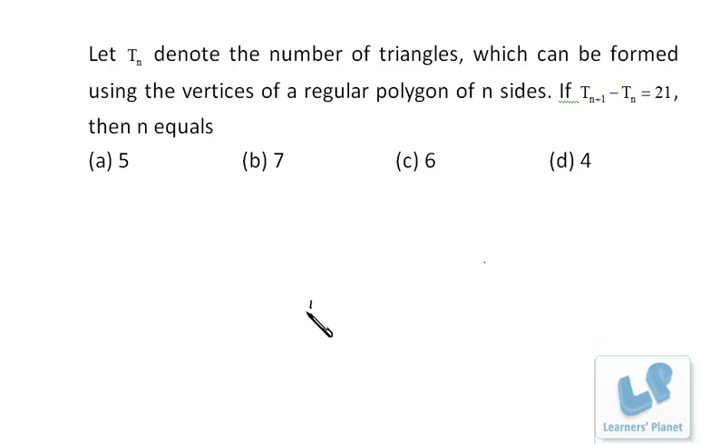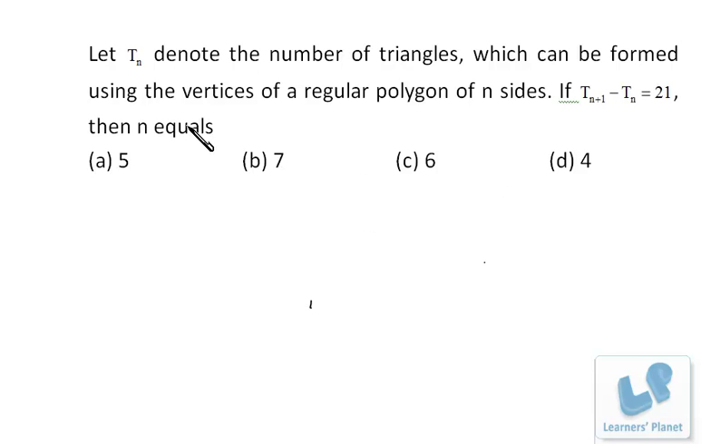Now friends, let's try this question. Let Tn denote the number of triangles which can be formed using the vertices of a regular polygon of n sides. If Tn plus 1 minus Tn is 21, then we have to find the value of n. We have already discussed that it takes 3 non-collinear points to make one triangle, right? And now it is a polygon of n sides, so the 3 points will definitely not be collinear, right? So how many triangles will we get? That is nC3, right?